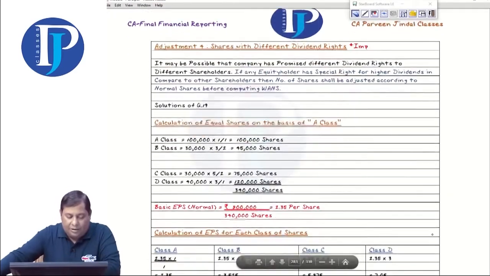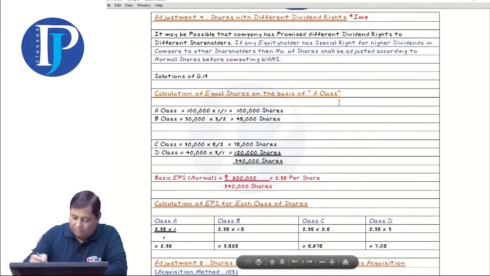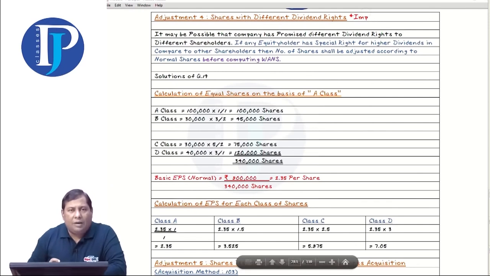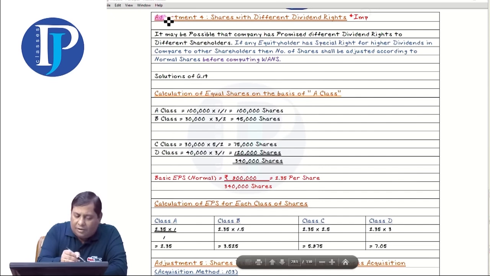Then I came to the fourth adjustment. First adjustment was buyback, second bonus shares, third partly paid up shares, fourth was shares with differential dividend rights.